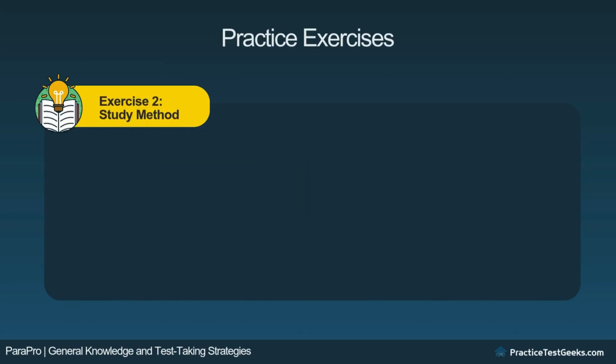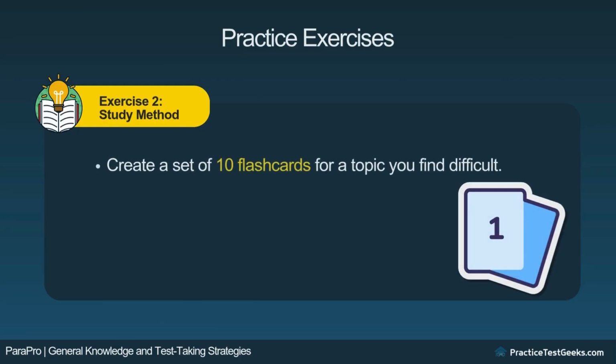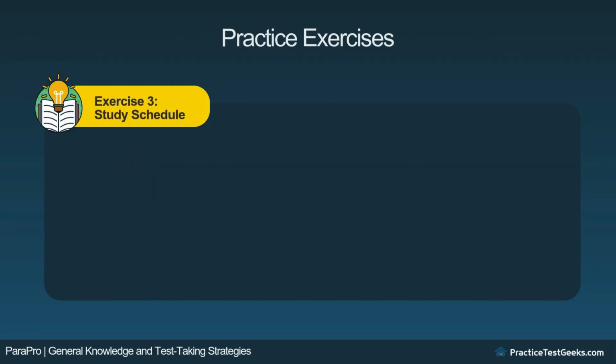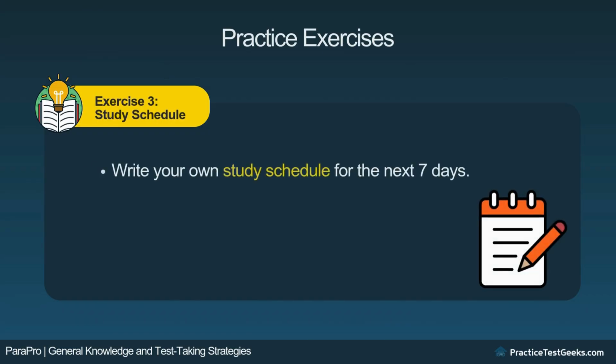Exercise 2. Active study method. Create a set of 10 flashcards for a topic you find difficult. Each flashcard should have a question on one side and the answer on the other. Use these flashcards for self-quizzing throughout the week. Exercise 3. Study schedule. Write your own study schedule for the next 7 days. Allocate time for each subject area and include short breaks to keep yourself refreshed.